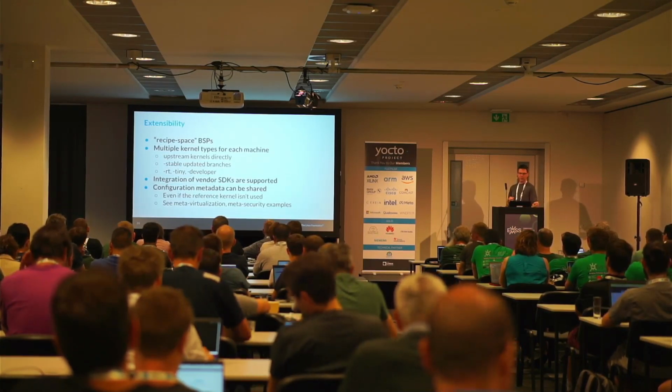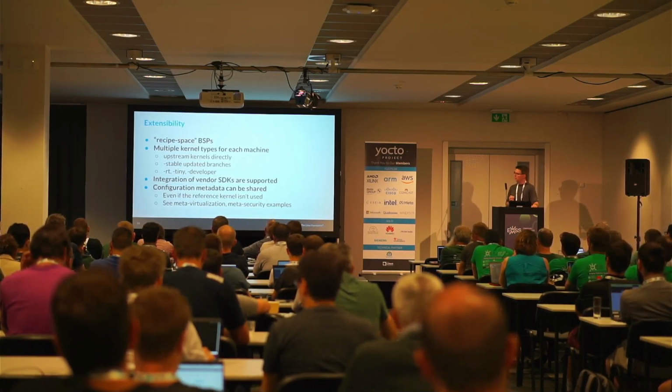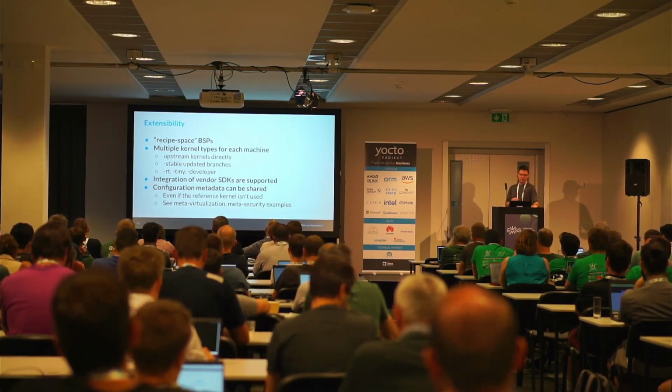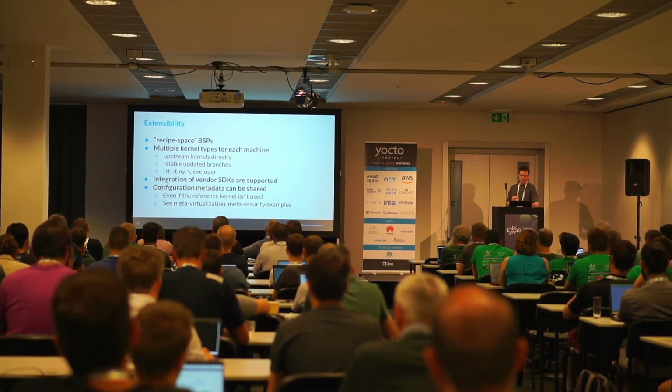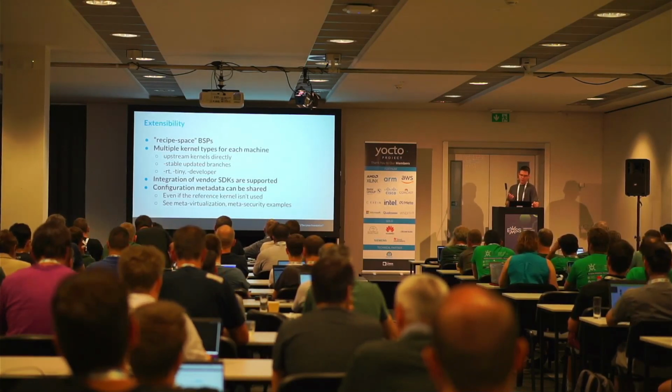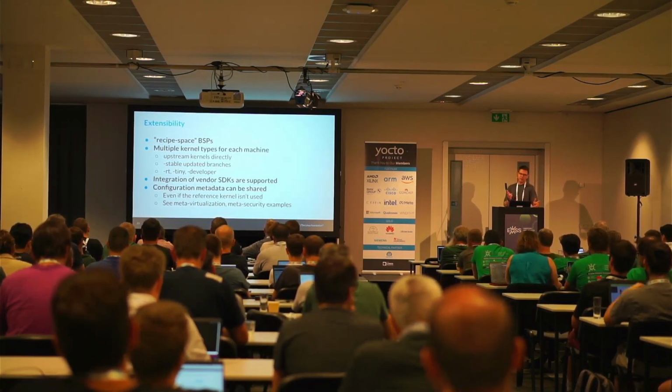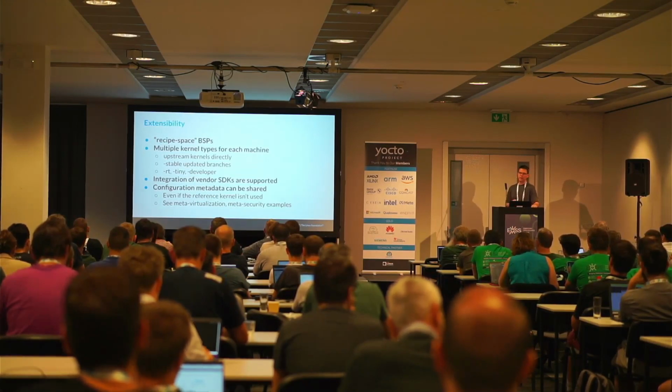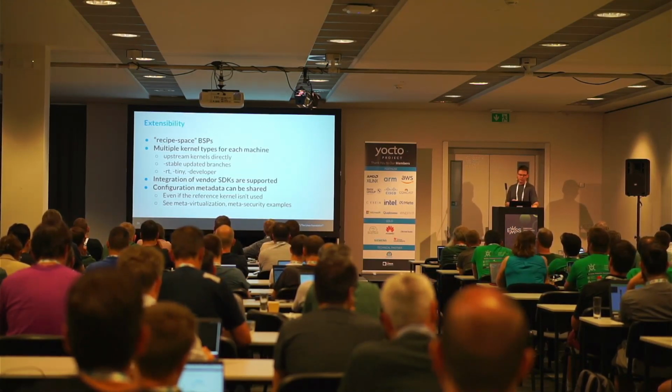Like I mentioned before, we have multiple kernel types for each machine. You can build pure upstream kernels sort of directly. You can do it with the stable updated branches, or you can do preempt-rt, tiny, or developer, and that's just a matter of selecting the kernel type in your build. It automatically switches to the right branch and builds the content.